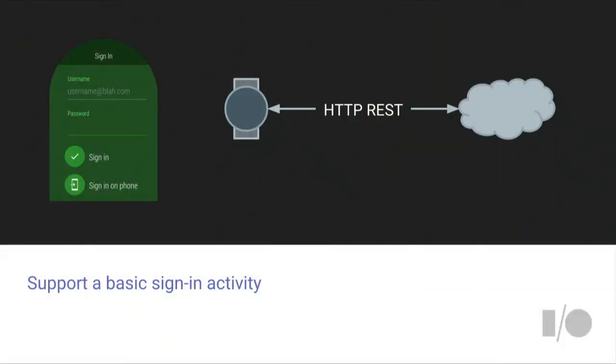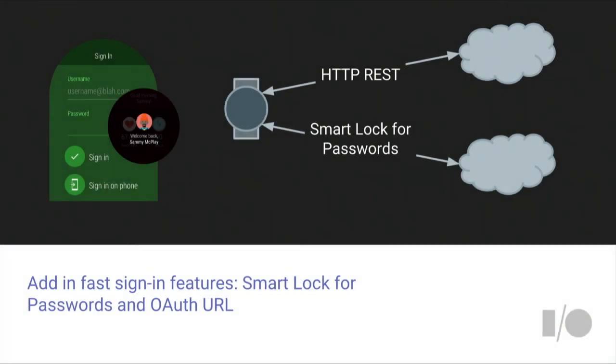OK, so we're going to have to make this user sign in. There is no, well, we could make an anonymous chat, but we won't. That means we're going to start with a basic sign-in activity. So we're going to have a username and password as our 2 blank boxes. But then we're going to add some fast sign-in features.